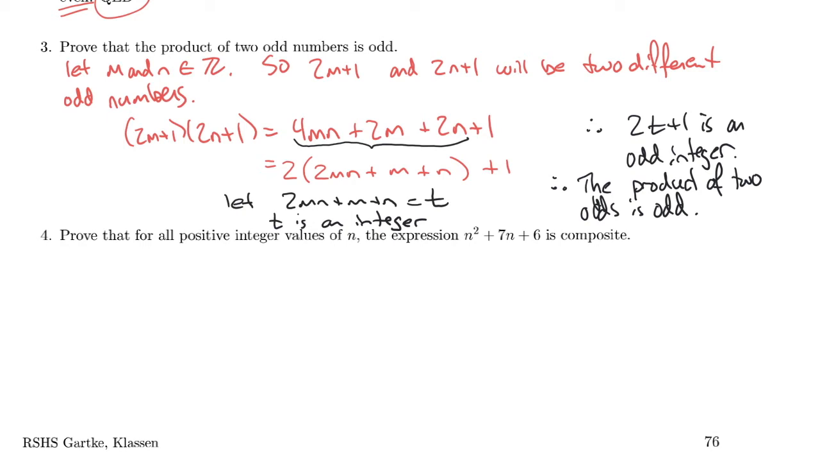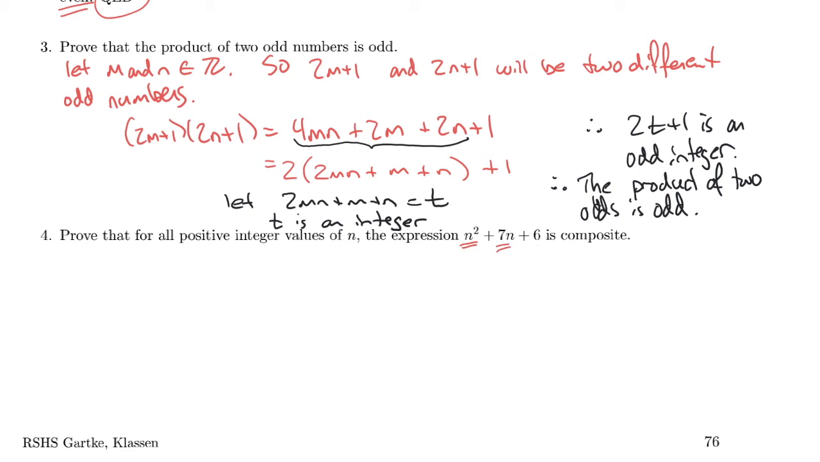Now let's take a look at this next one. It says, prove that for all positive integer values n, the expression n squared plus 7n plus 6 is composite. Okay, now what you might notice right off the bat here is that n squared plus 7n plus 6 is going to be an integer, okay? Because integers are, like we said before, closed under multiplication and addition here.